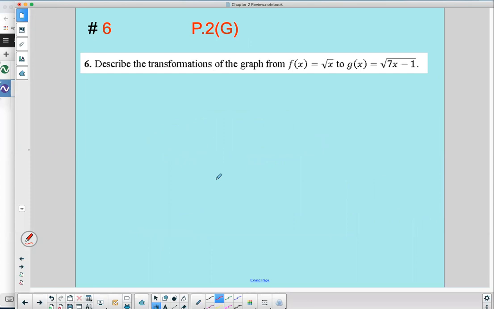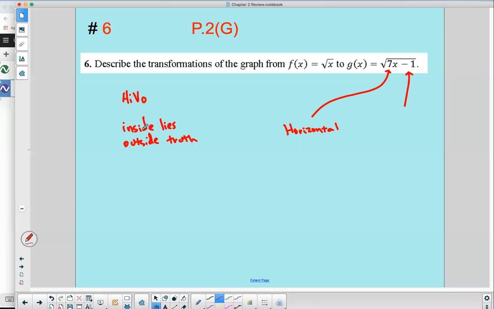All right, so tell me, this is the third one of transformations. How many transformations do you see going from square root x to square root 7x minus 1? How many transformations have occurred? 2. I agree, it's 2. So what are they? It's the 7 and the negative 1. Is that 7, would you call that inside or outside? I agree. So if it's inside, does that mean it is horizontal or vertical? Good. So I'm going to say, sorry, that's a horizontal.